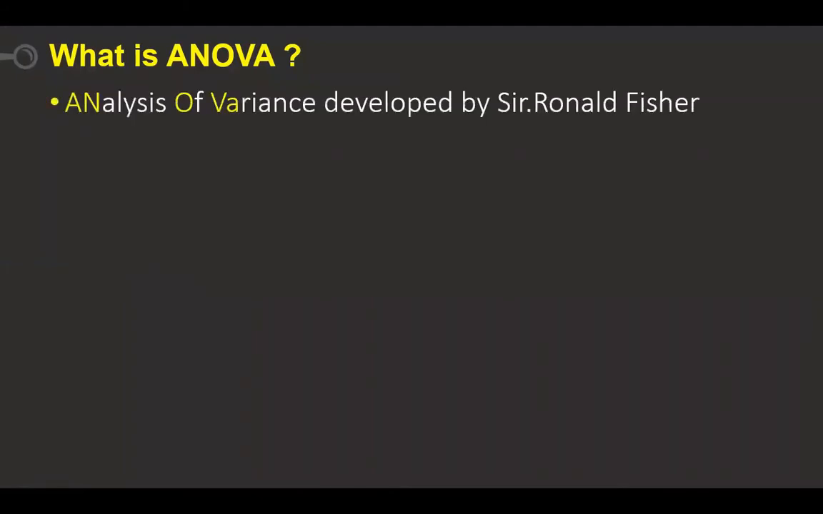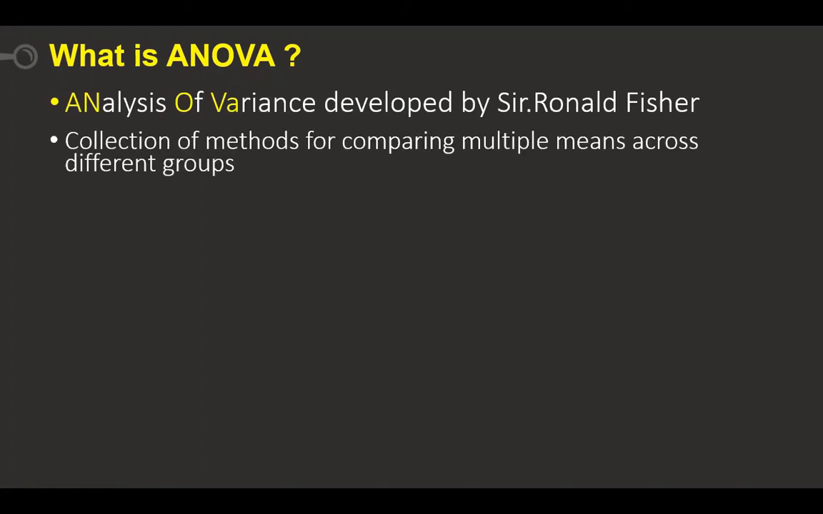Here, ANOVA is termed as the analysis of variance developed by Sir Ronald Fisher. It is a collection of methods for comparing multiple means across different groups. Say, for example, we are having three groups: group 1, group 2, and group 3. I want to compare the means of these groups. Then I will use ANOVA here.